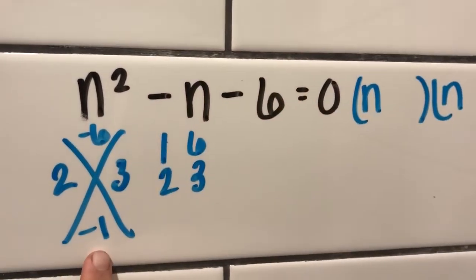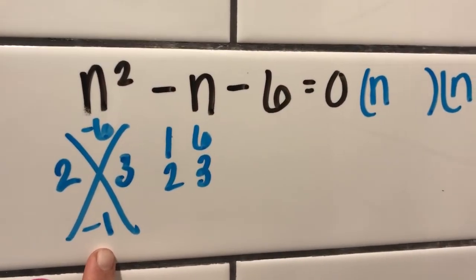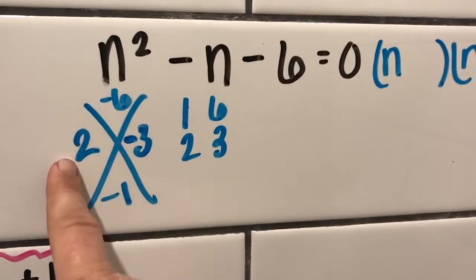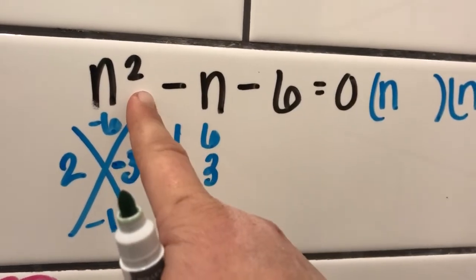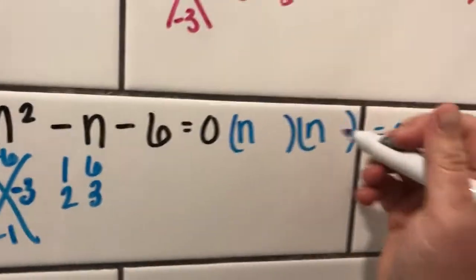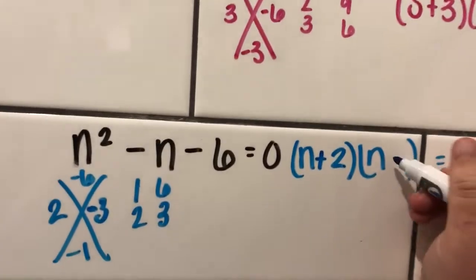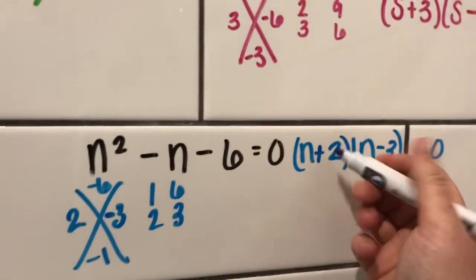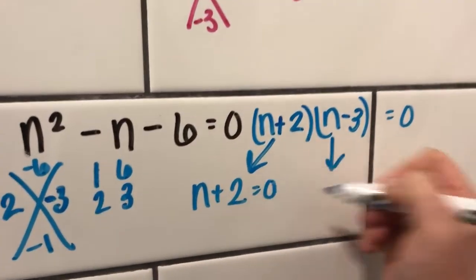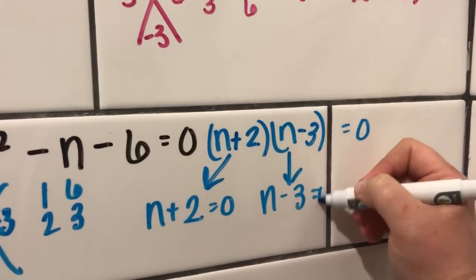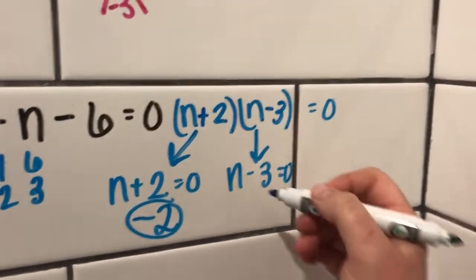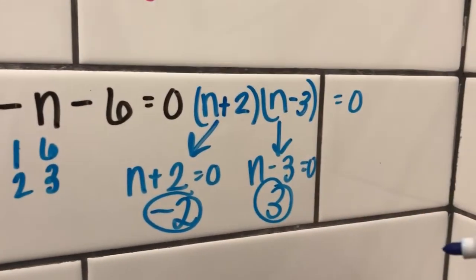And now I'm going to use the bottom to determine which one is going to be negative. I need a negative number, so my larger number needs to be negative. So 2 times -3 is -6. 2 plus -3 is in fact -1. So I'm going to fill those in. I have a +2 and I have a -3. So I have my 2 binomials, and I'm going to split them because it's already set equal to 0. So n plus 2 equals 0, and n minus 3 equals 0. When you solve these, you're going to subtract 2 to get -2, and you would add 3 to get +3.